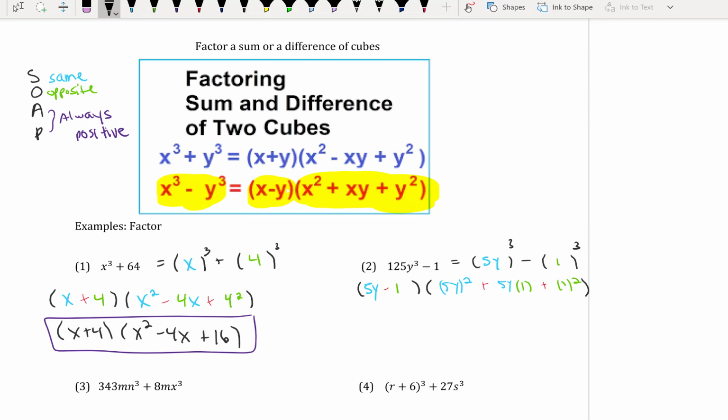So now to simplify this a bit, I'm going to get 5y minus 1, and then 5y squared. So 5 times 5 is 25. y times y is y squared. 5y times 1 is just 5y. And 1 squared is just 1.